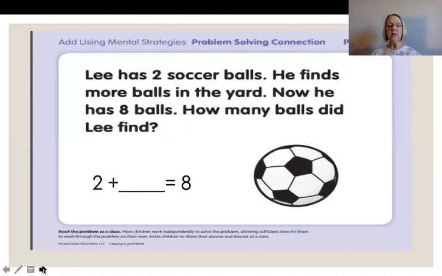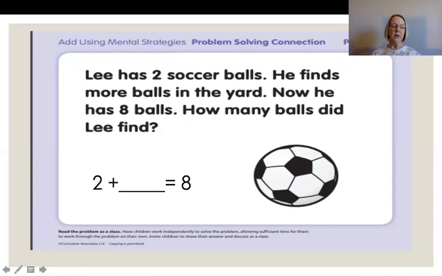All right, here is another one. Lee has 2 soccer balls. He finds more balls in the yard. Now he has 8 balls. How many balls did Lee find? Well, we're talking about soccer balls, and we know that he had 2, but now he has a total of 8. So how many more did he find?